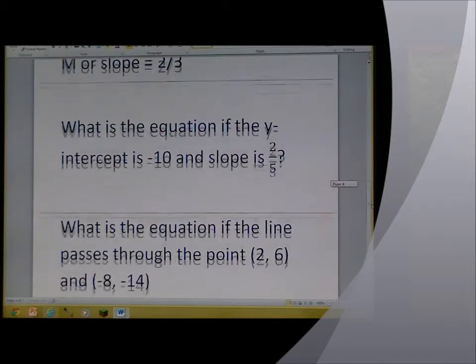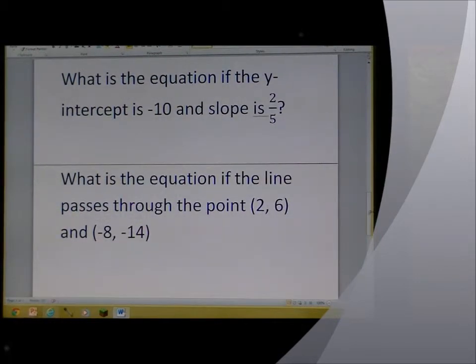Okay, let's look at another type of problem. What if they've given us this? It says, what is the equation if the y-intercept is -10 and the slope is 2/5?